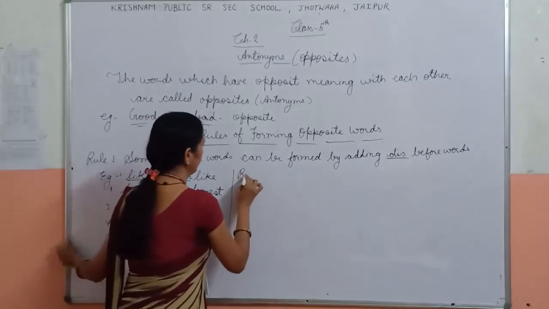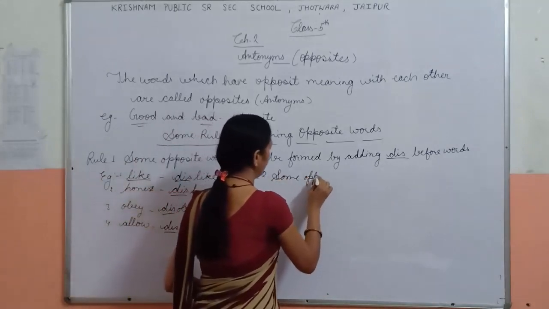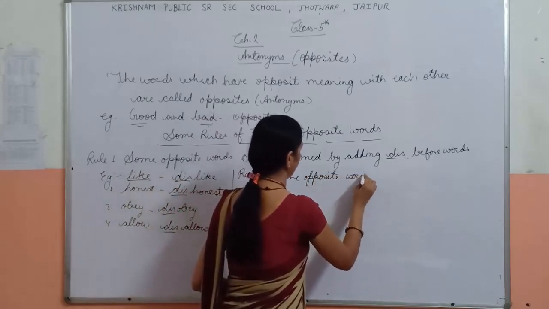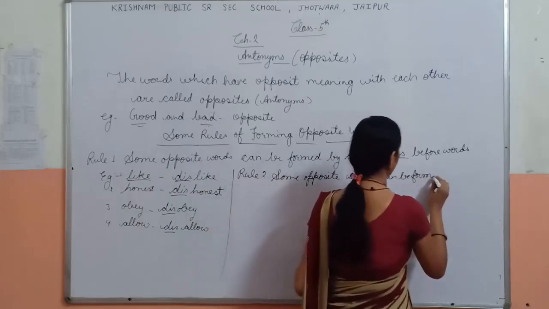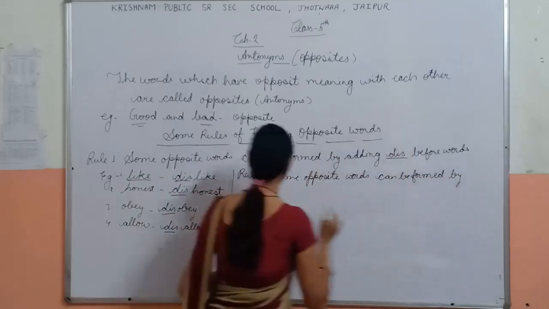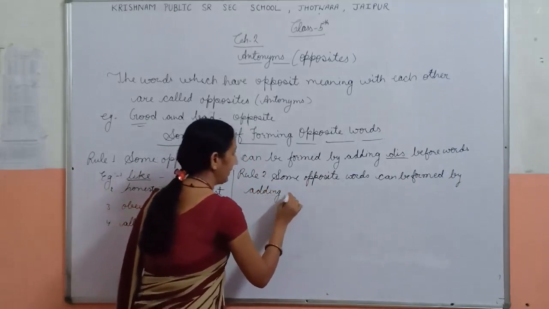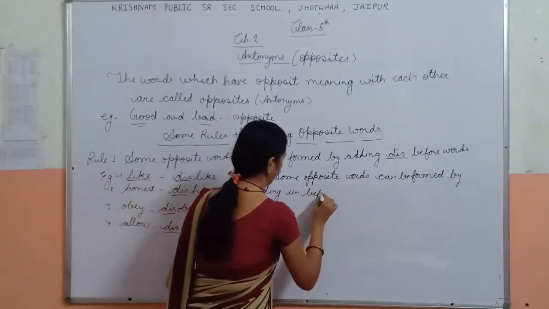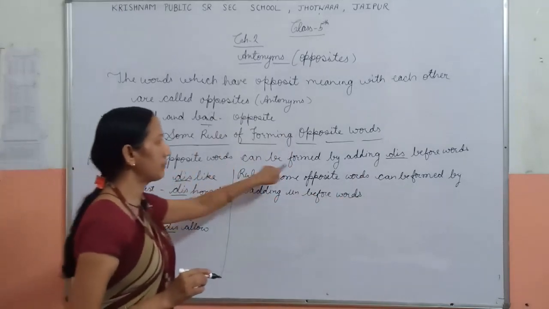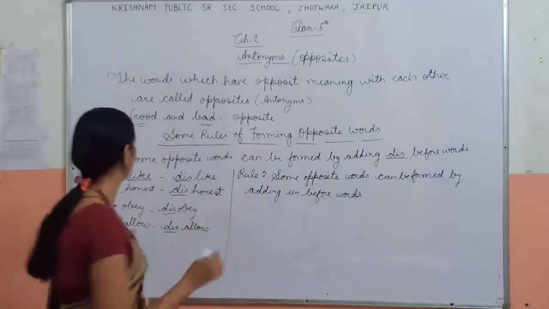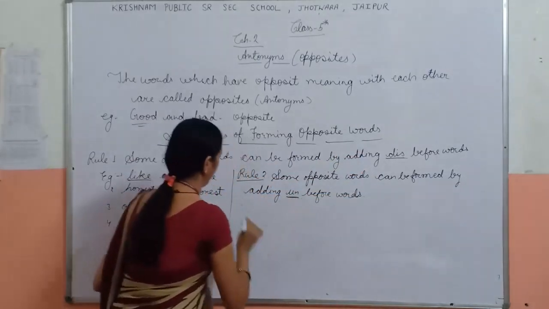Now our second rule is some opposite words can be formed by adding un before words. Now our first rule is some opposite words can be formed by adding dis before words, and our second rule is some opposite words can be formed by adding un before words. Un. Now here are some examples.